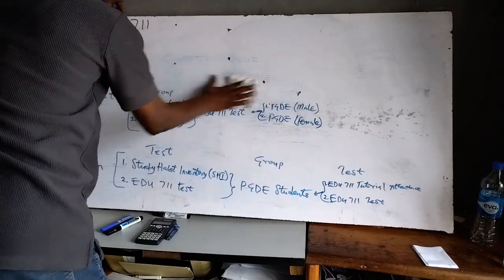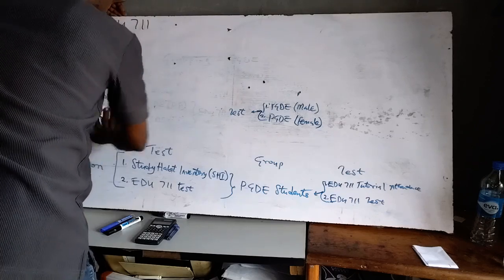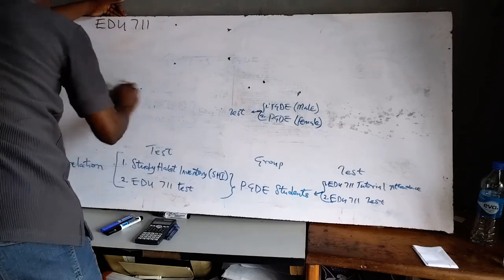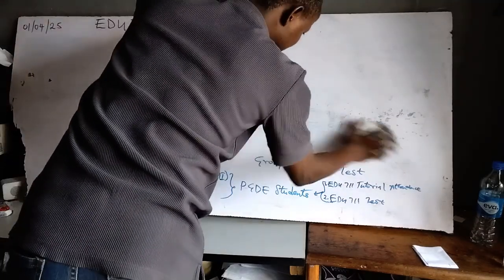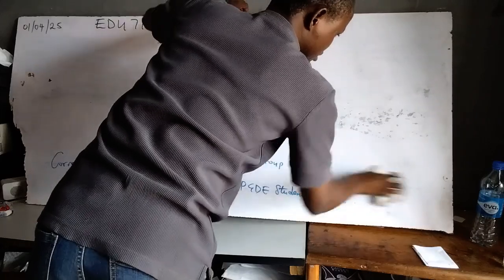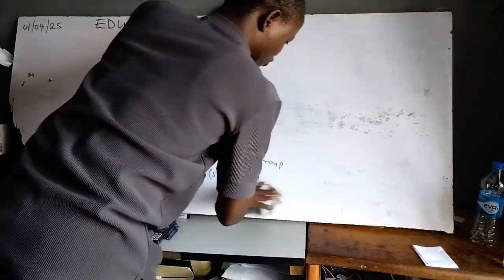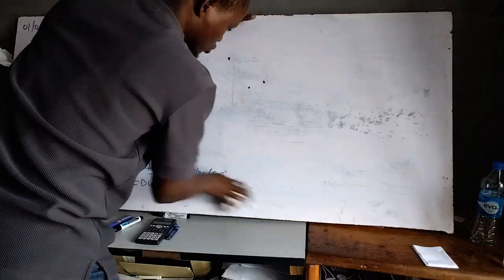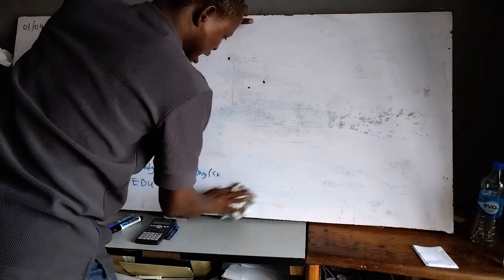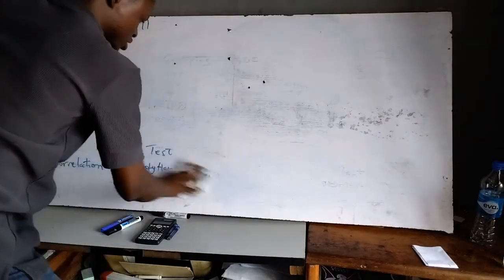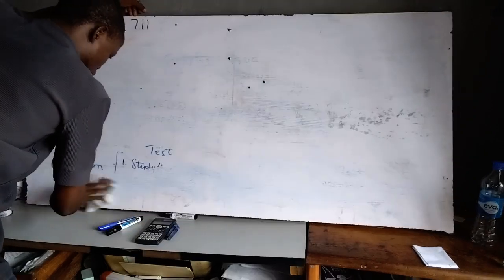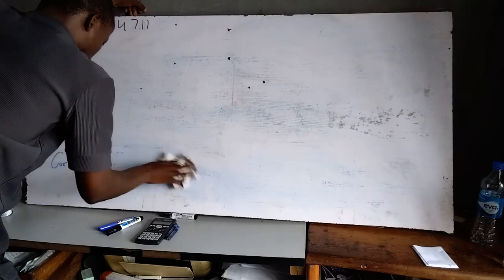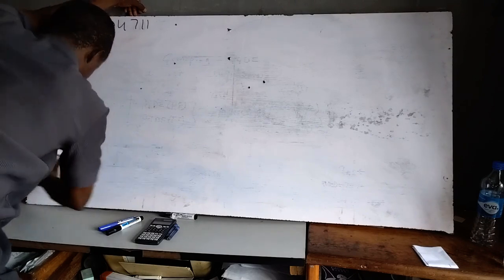So I believe we have been able to resolve that recurring question, how do we identify what tests we are to use or what formula we are to use. So know that when you have two groups and one test, then your t-test formula. But when you have two tests and one group, then your correlation formula.